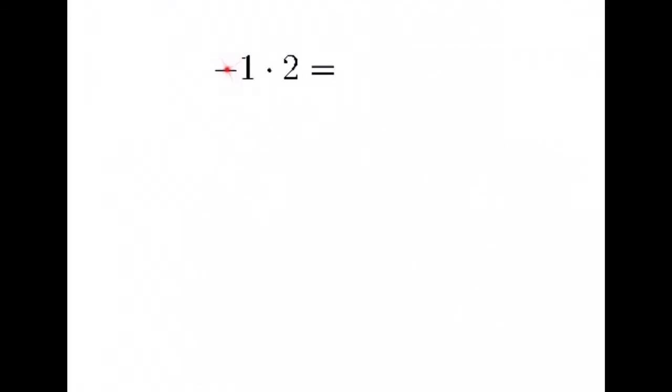So there's a negative times a positive. That's always going to come out negative. So if you remember that 2 times 1 is 2, we know this is negative 2.